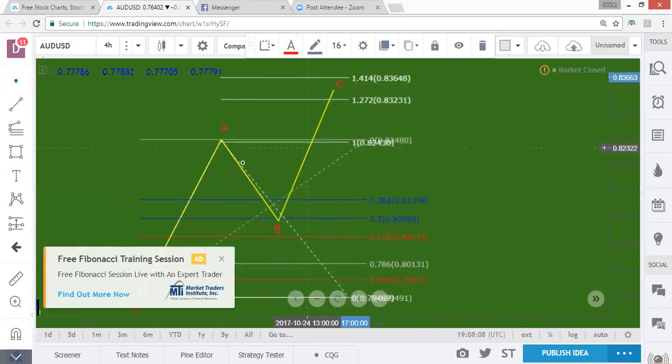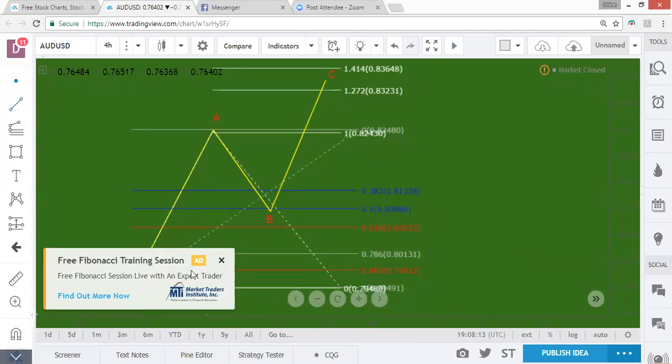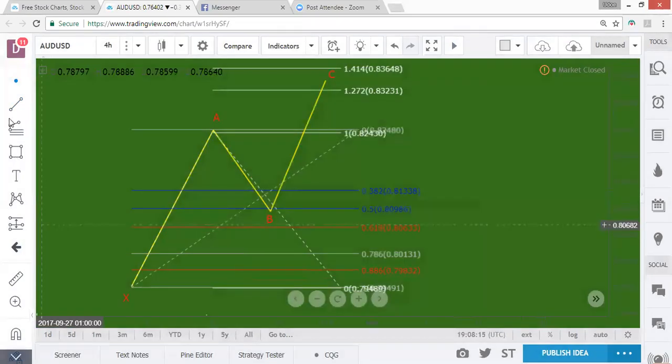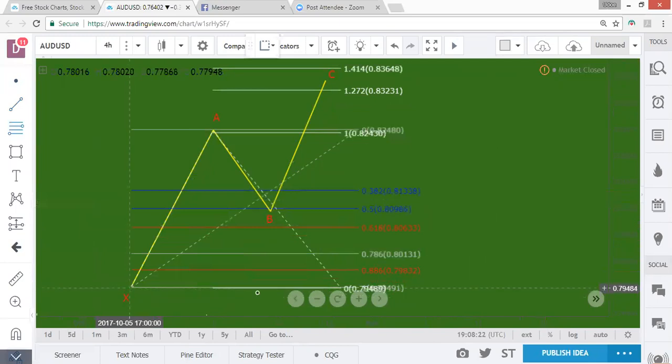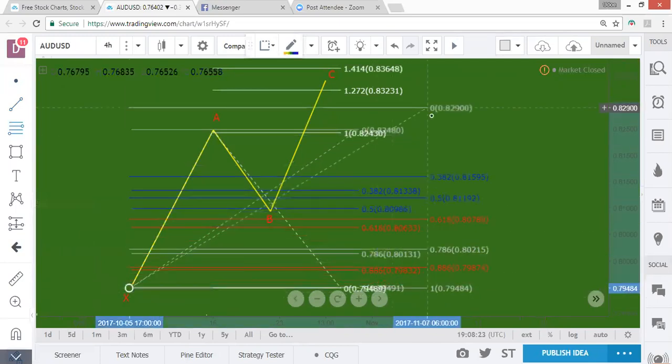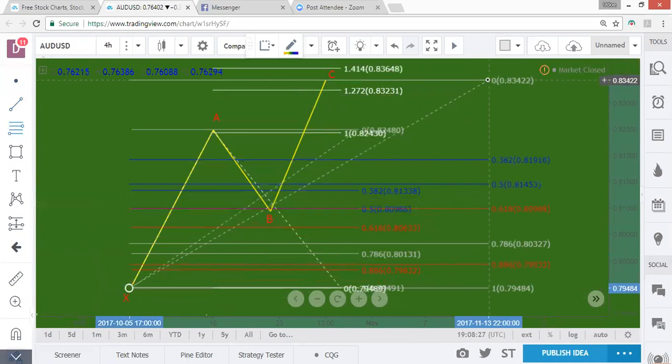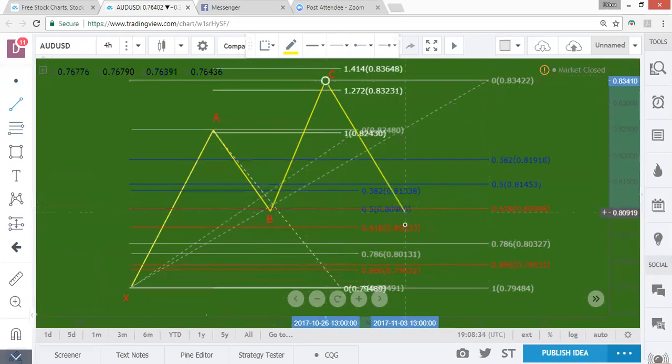Once our BC move is complete, it's when we begin to look for our D completion, where we will get into the market. In order to find that, we go back to the Fibonacci retracement, go from X all the way up to our C completion, the full move, and we're looking for price to come down to the 786 of X to C every time to complete D.